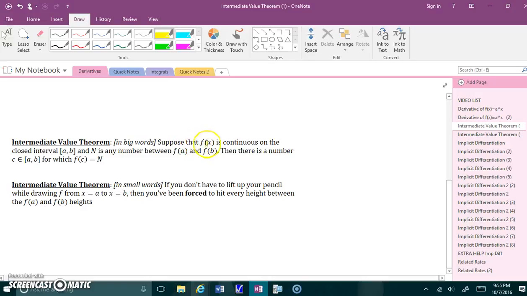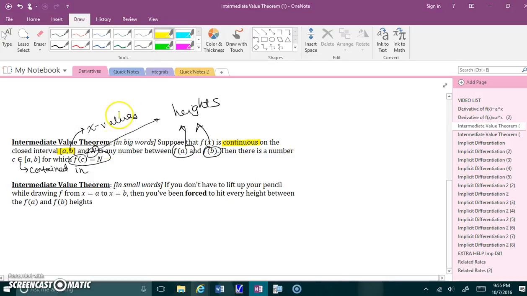So the IVT says that if f is continuous on a closed interval [a, b], where a and b are x values, and n is any number between f(a) and f(b). So n, f(a), and f(b) are all heights. Then there is a number c contained in [a, b], so that little sideways fork looking thing means contained in. So we have some x value c contained in [a, b], for which f(c) = n. And what this statement means is that the x value c reaches that height n.